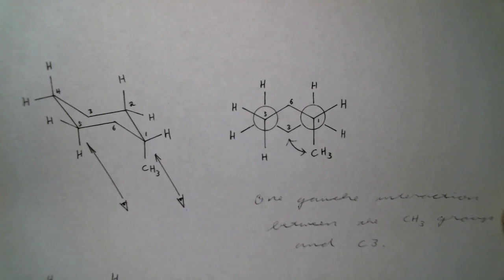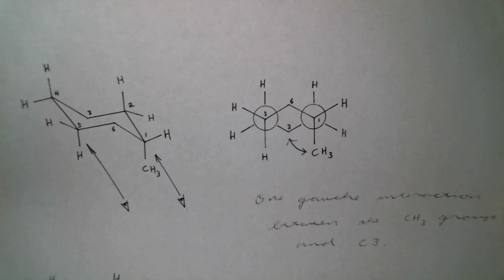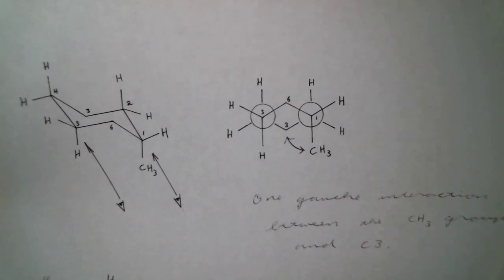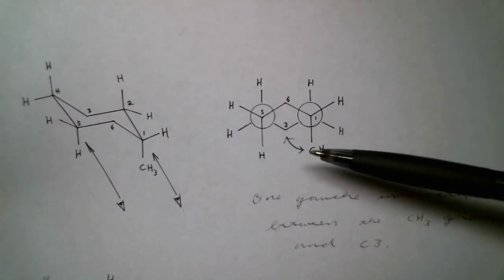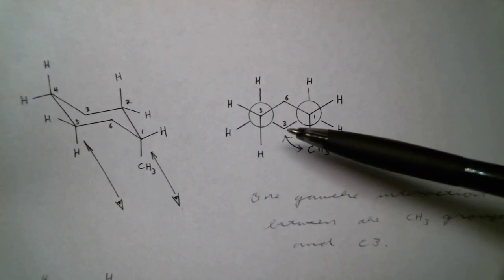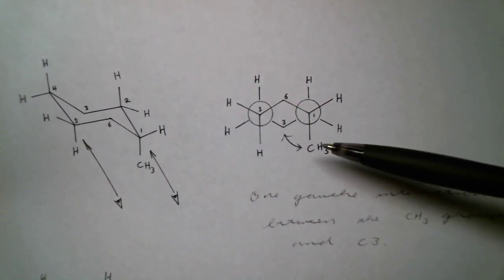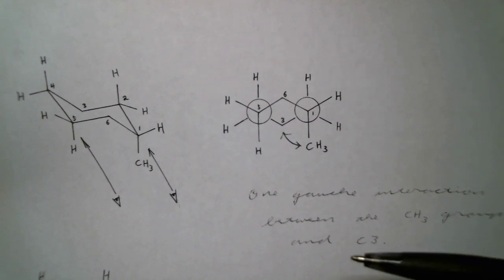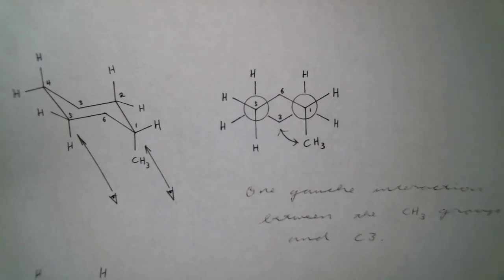which our methyl group is axial, coming off carbon 1, that methyl group is gauche to what? Carbon 3. So there's a gauche interaction. That's one gauche interaction between the methyl group and carbon 3.